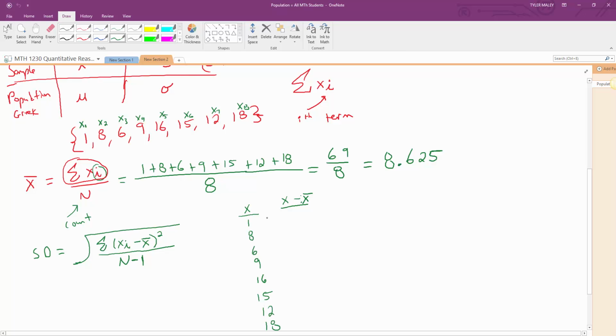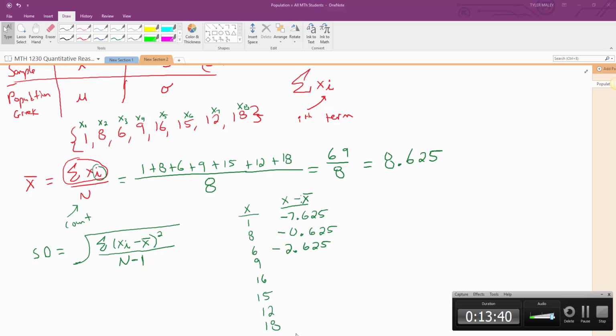So if we take 1 minus 8.625, we get negative 7.625. And then next, you take 8 minus 8.625, and we get negative 0.625. Then we would take 6 minus the mean. So 6 minus 8.625, and we get negative 2.625. Right? So just keep going.